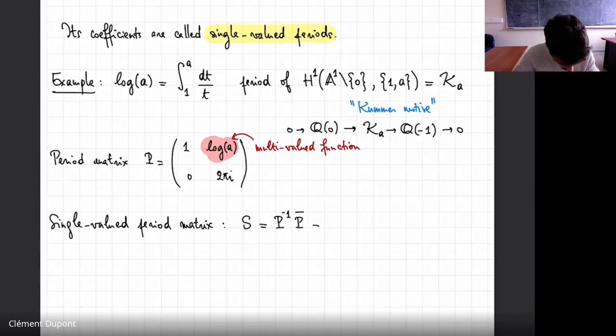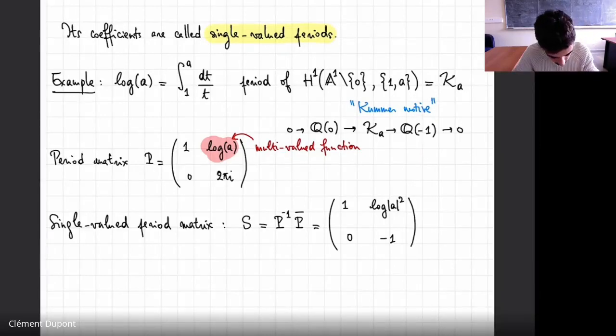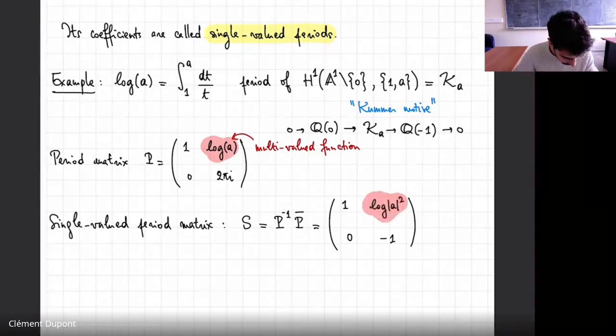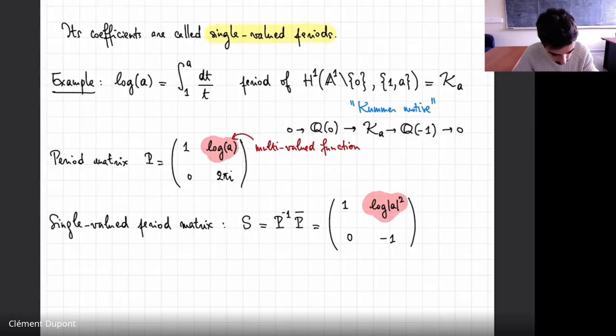If you do the computation, you have 1, 0, minus 1, and in the corner you get log of the modulus of a squared. So you see that you have replaced the multi-valued function log a with a single-valued function, which is log of the modulus of a squared.